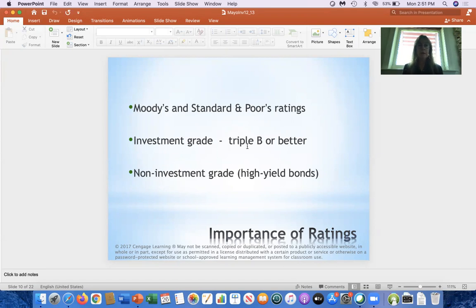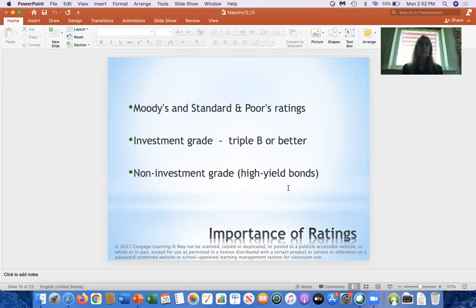Now, a bond that is, say, a double B or a single B or a high C, those are considered high yield bonds. This is just a nicer way of saying junk bonds. They used to be called junk bonds. Doesn't mean it's not a good investment now. It just means that the companies issuing these bonds, the companies with these non-investment grade ratings, are riskier companies. Therefore, you're going to get a higher interest rate, but there's a higher default risk.